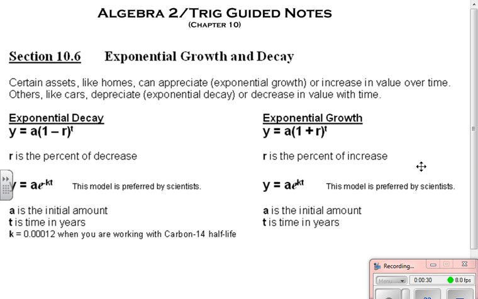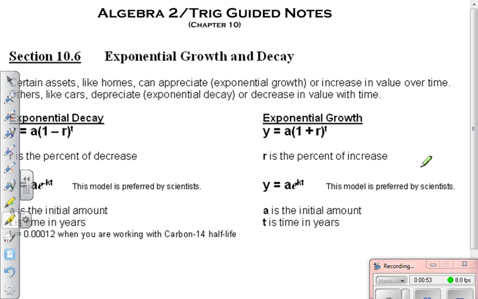Certain assets like homes can appreciate, which is exponential growth. You gain value for your home, or increase in value, over time. Others like cars depreciate, which is exponential decay, or a decrease in value with time. Obviously, as soon as you drive a brand new car off the lot, you lose value. So we have some basic formulas.